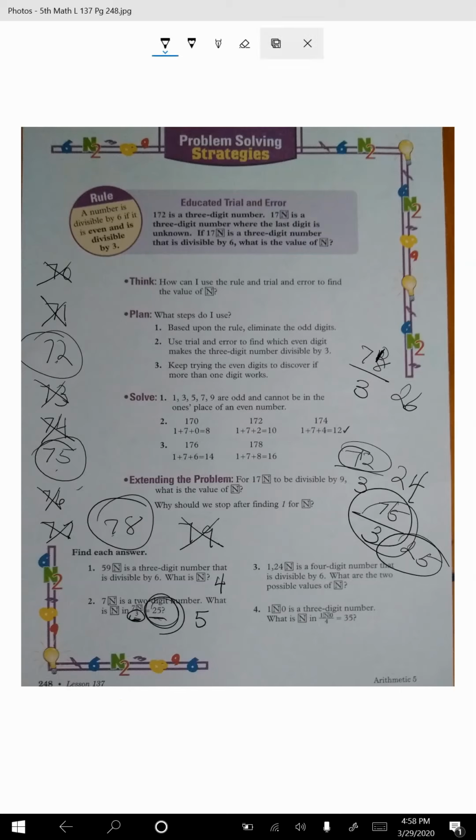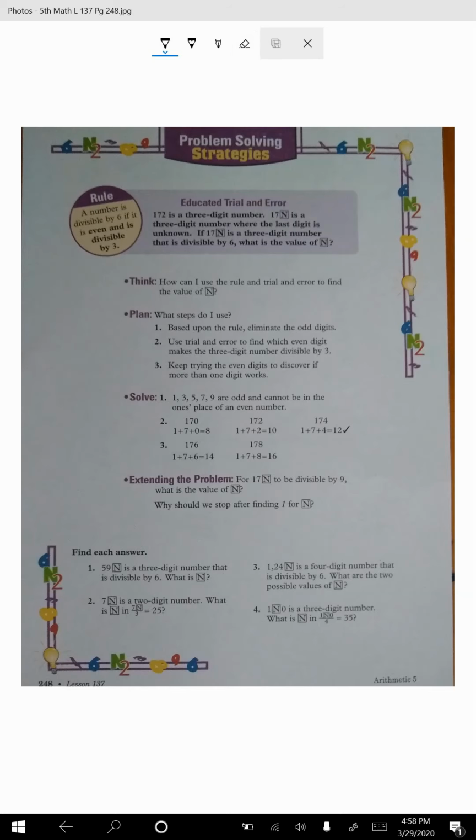Okay, I am going to quit there. If you have any questions on any of this, you can call me and ask me. So the only 2 problems you have on your own are number 3 and number 4. See how you do on those 2.